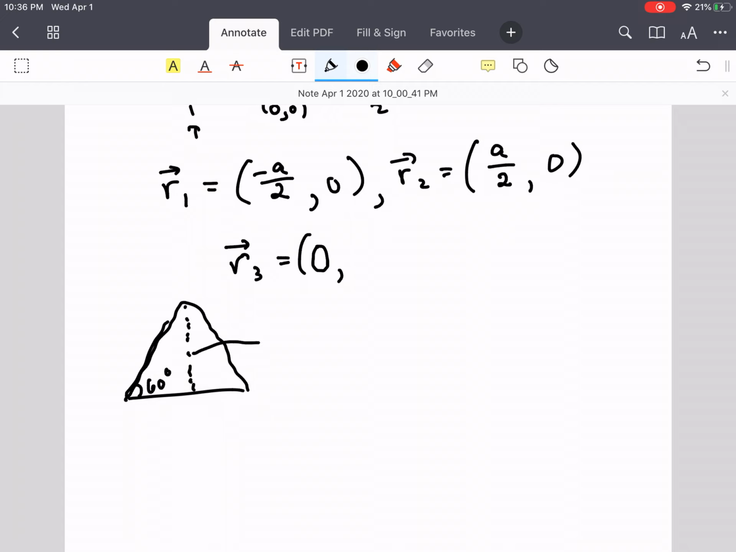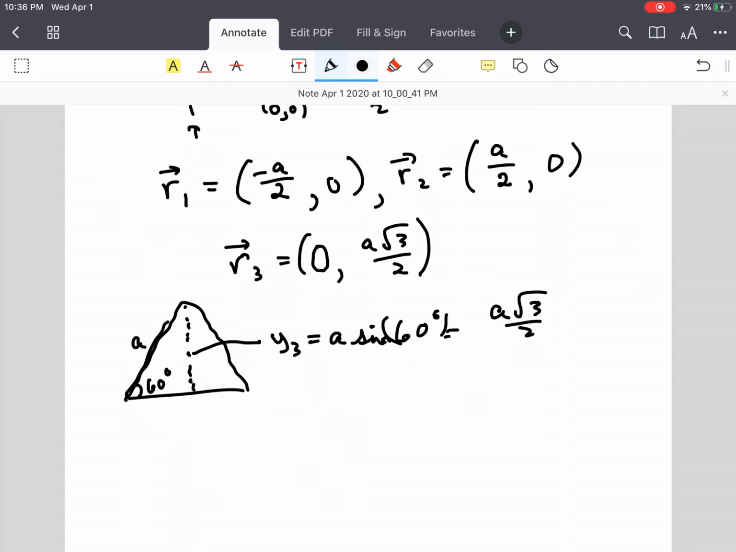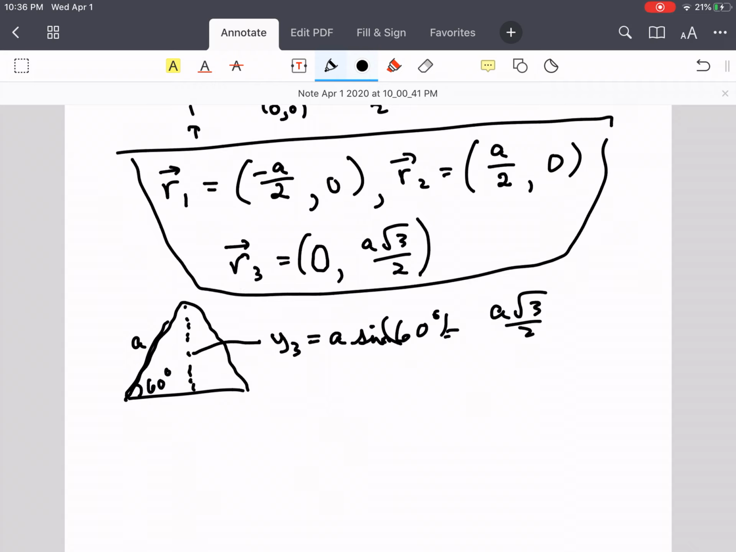And the problem is asking for the opposite. So this is the y component, y3, opposite the 60-degree angle, and the hypotenuse here is a. So that's simply a times sine of 60 degrees, and sine of 60 degrees is like cosine of 30 degrees, which is square root of 3 over 2. So that's a root 3 divided by 2. And now I just need to take these positions and plug them into my formula.